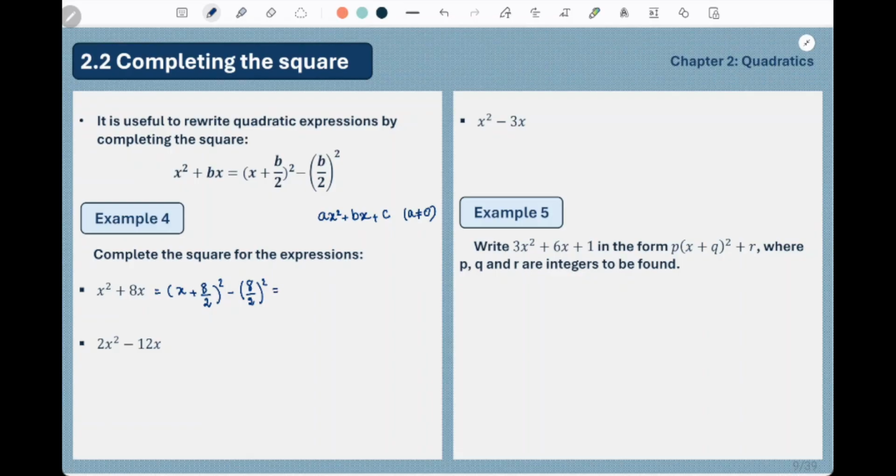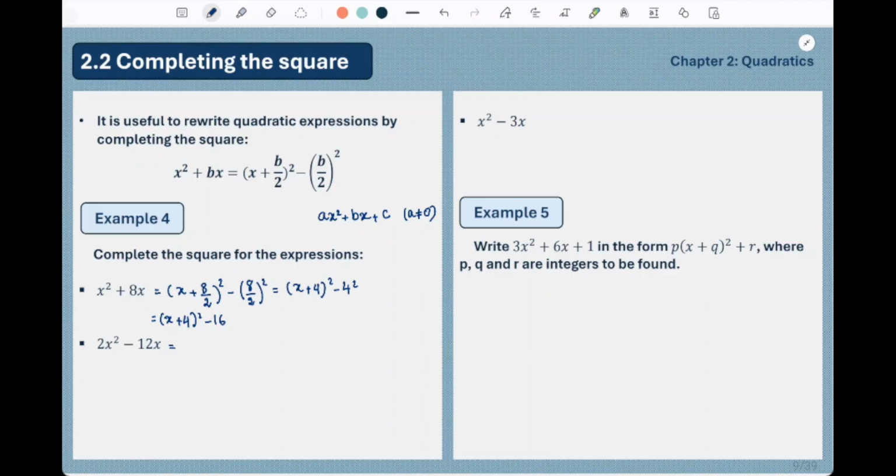And that is equal to x plus 4, simplifying the 8 over 2, minus 4 squared, and that gives you, as an answer, x plus 4 squared minus 16. So basically, we successfully completed the square for this expression using the formula over here. So let's do the same thing for the next one, okay?